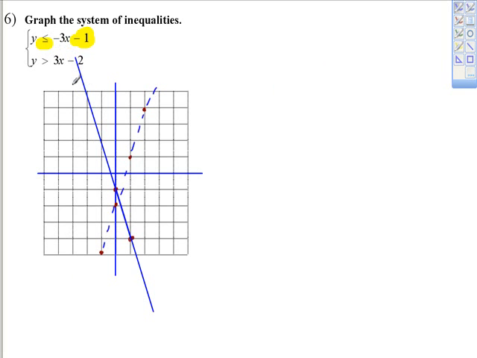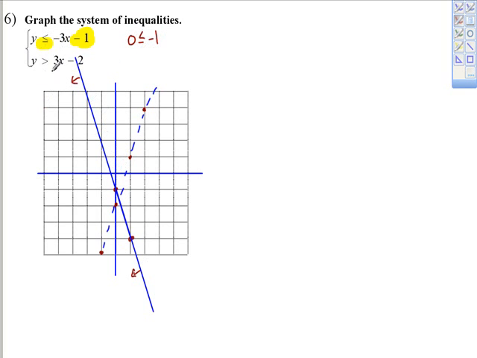Okay, I forgot to determine shading on that first line, so let's go back and determine shading. If I pick a point that's not on the graph, I'm going to choose (0, 0), and plug it in. I get 0 is less than or equal to 0 minus 1, or negative 1. Is that true or false? Is 0 less than negative 1? No. So I'd want to shade the other side. The true side would be over here.